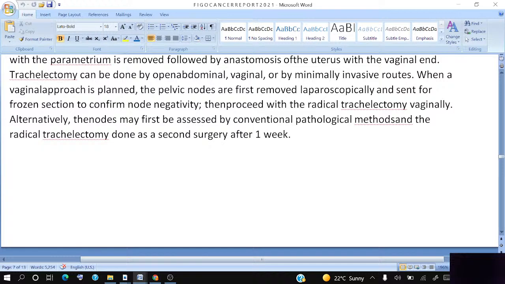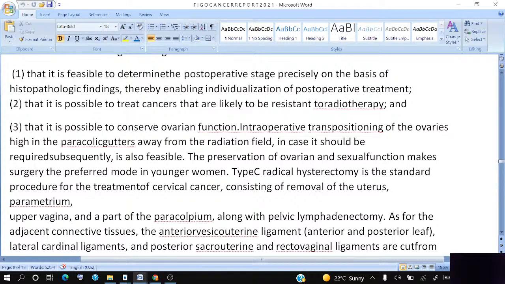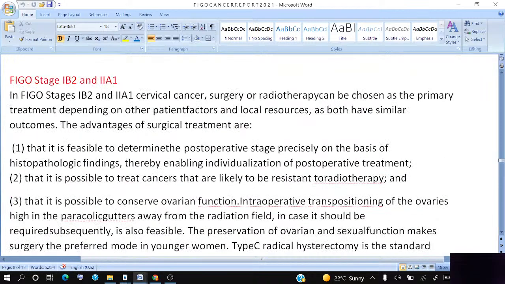The vaginal approach can be planned and removed laparoscopically, and a frozen section can be used to confirm negative nodes. If the nodes are negative we can use the frozen section, and another procedure can be a radical trachelectomy done vaginally. So this can be done on need and demand, and if pathological methods require it, a radical trachelectomy is done as a second surgery after the first week.